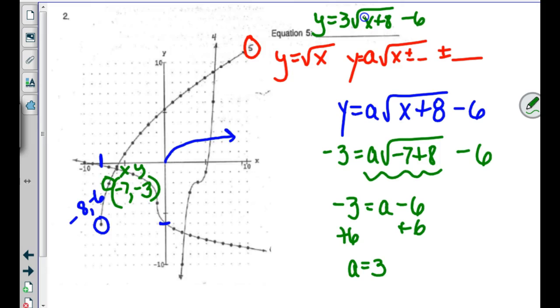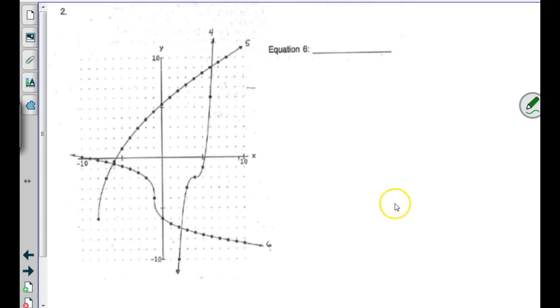How could we check that we did that right? Yep, type it in the calculator. Find x and y intercepts, look at the table, make sure the graph itself. You could set the window to what we have here, right? And see if it's looking right. Okay, number 6, last one, isn't it? Anybody know what that is?